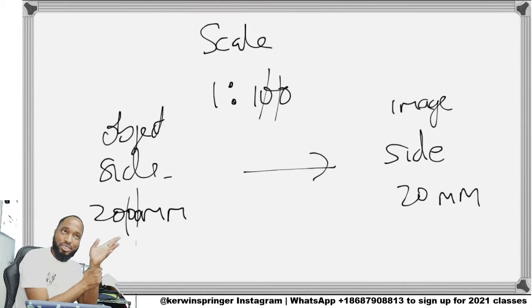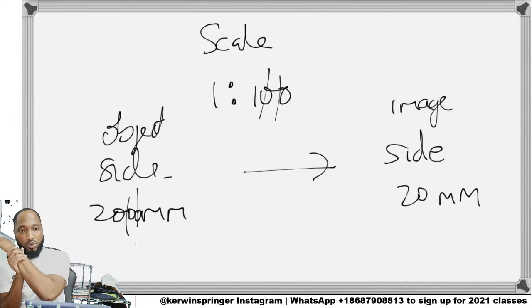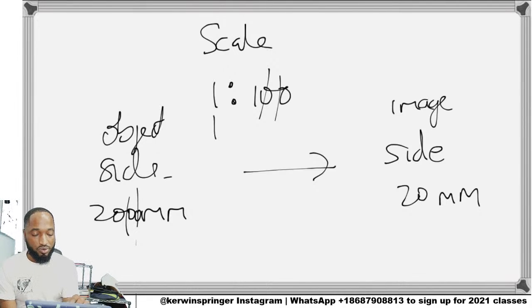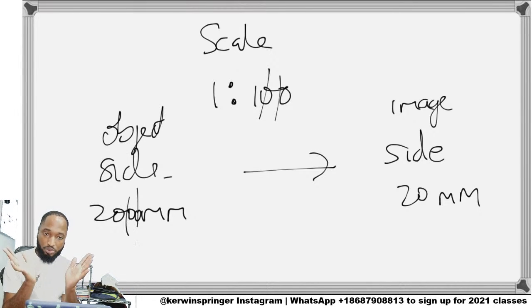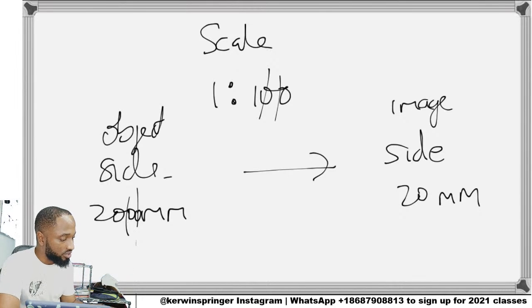Now if they give you the image side, you have to multiply using the scale. That's given that the scale is 1 to 100. If the scale was 2 to 100, you need to change it to 1 to 50. Just make sure you know your scales, and how to go from the object distance to the image distance.